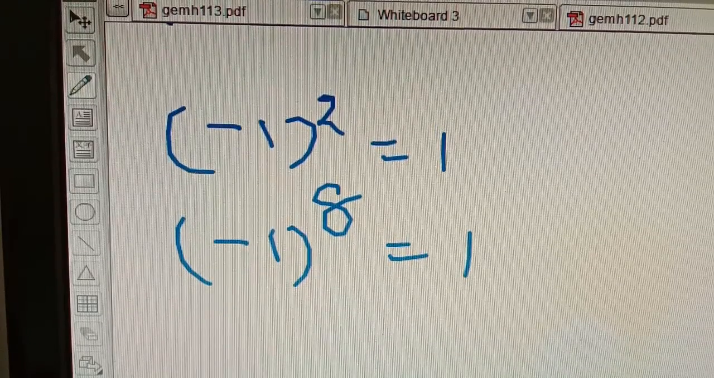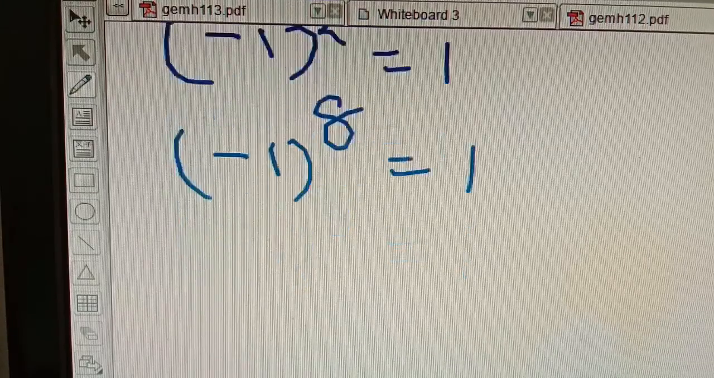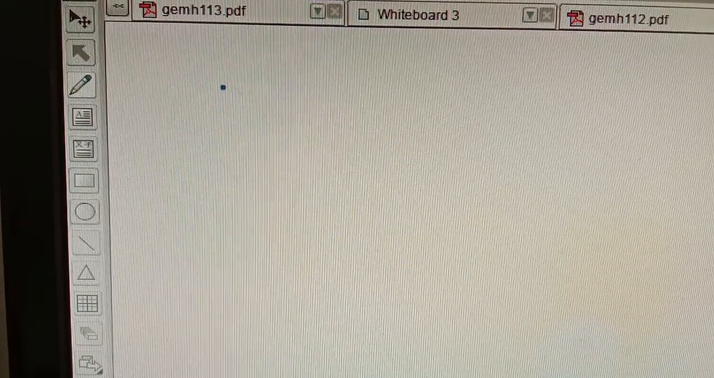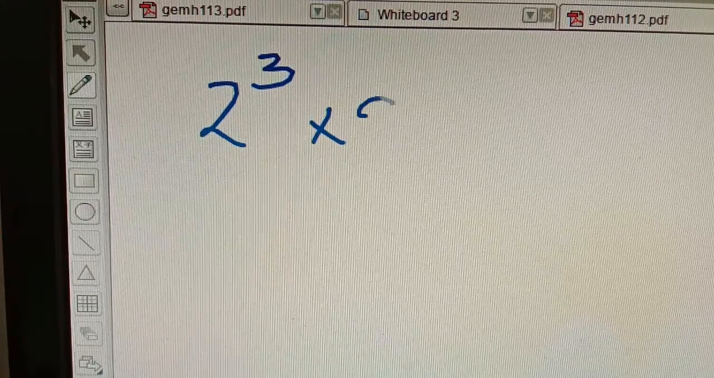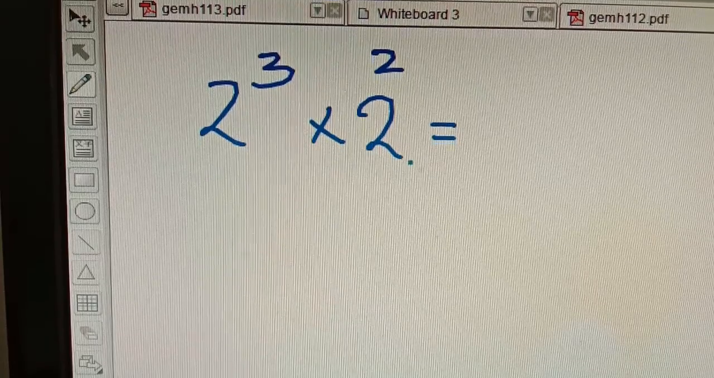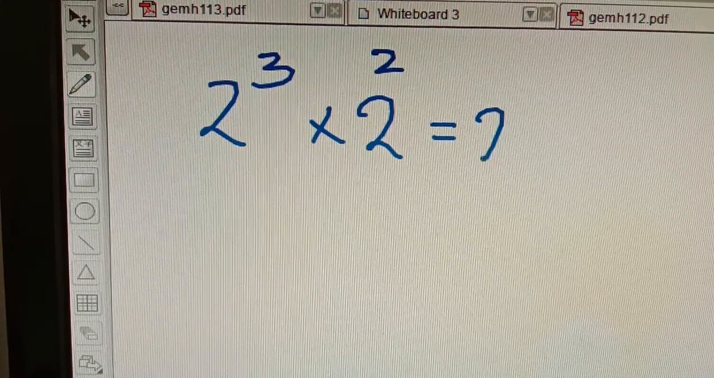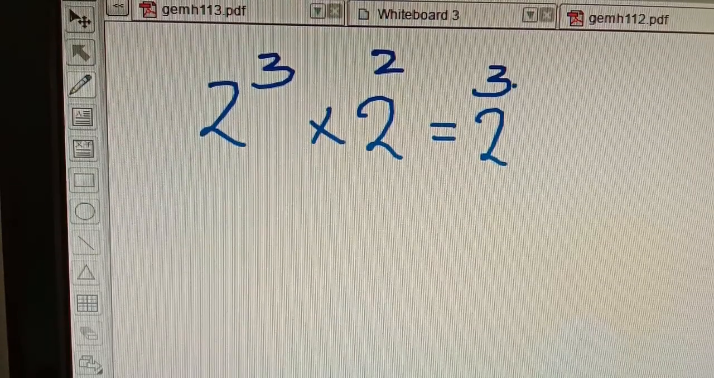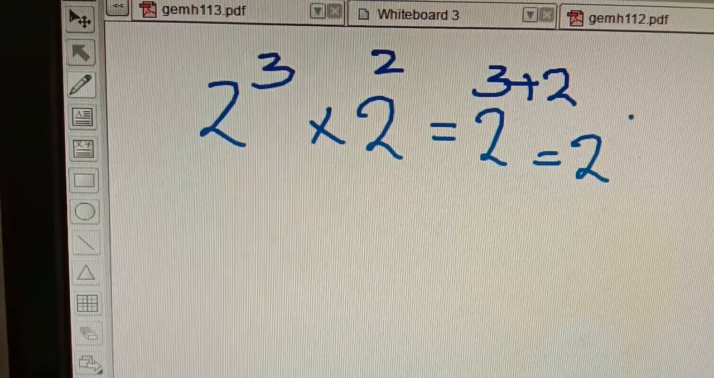Okay, so the other laws, listen once more. We can see some examples. If I write 2 to the power of 3 into 2 to the power of 2, here the bases are the same, 2 and 2, and the powers are different, 3 and 2. So here the answer is 2 to the power of 3 plus 2, that is 2 to the power of 5. That is the first law.